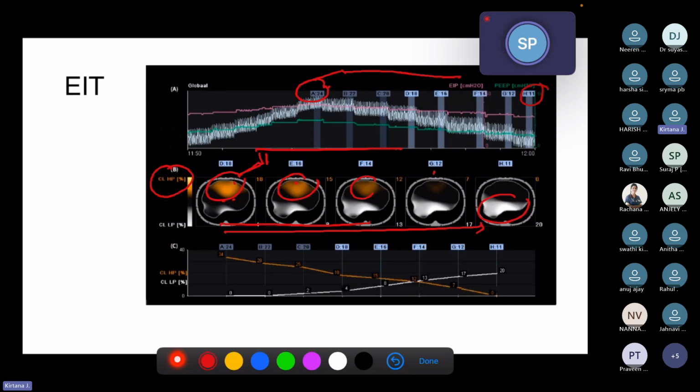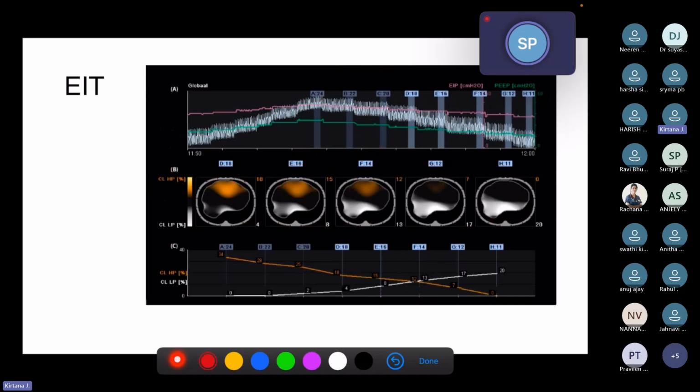So we get two curves. We get the orange curve and we get the gray curve, and where these two curves intersect is the region where we have a balance between recruitment at the bases and over distension at the apex, and our optimal PEEP, not the ideal PEEP, our optimal PEEP is somewhere close to where these two curves are intersecting. So if we have EIT, we can use this to set our optimal PEEPs.